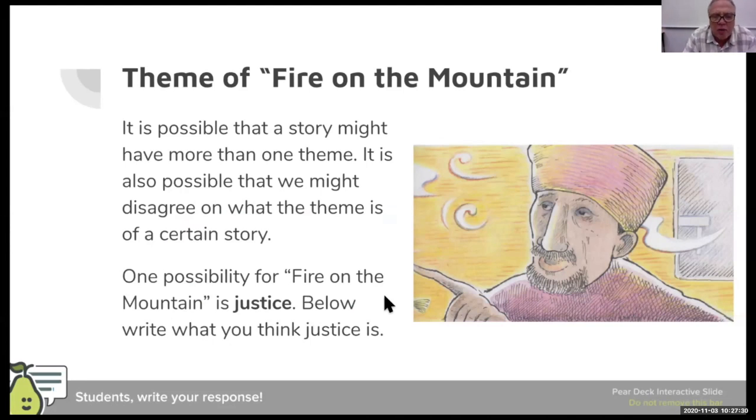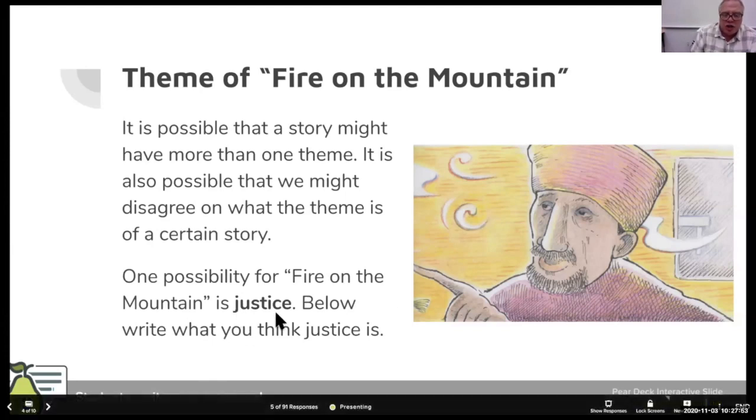It's also possible that we might disagree on what the theme is on a certain story. That's because we're different people, and as we read things, we bring our experience to bear upon the text. The text speaks to us differently from the person sitting next to us. But for me, one possibility for a theme for Fire on the Mountain would be the word justice. Below, I want you to write down what you think justice is, because we're going to use this idea of justice for a few minutes.